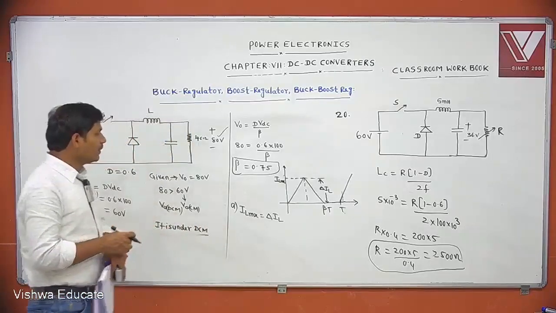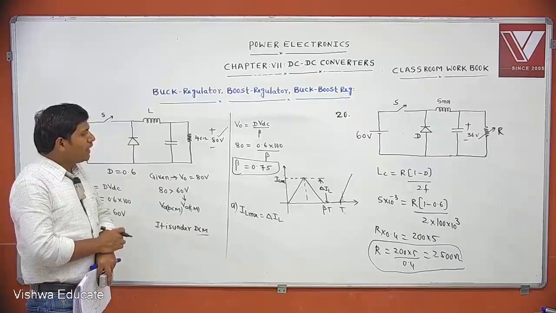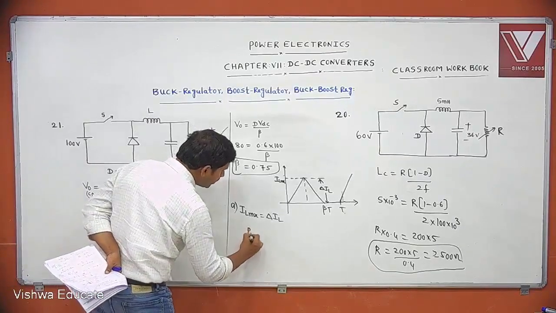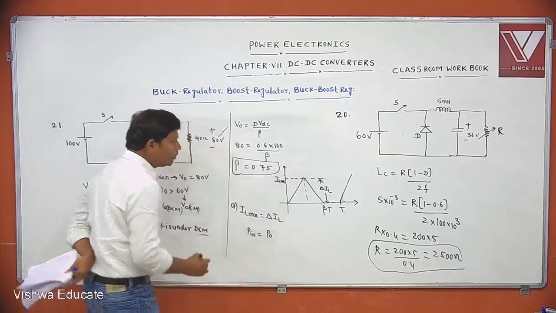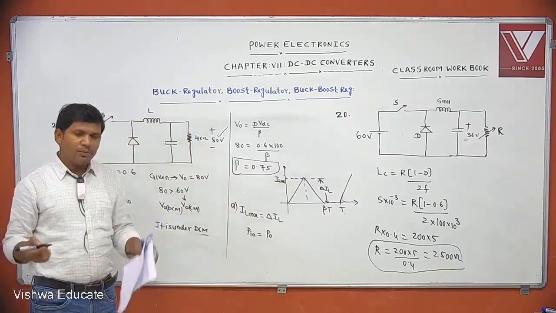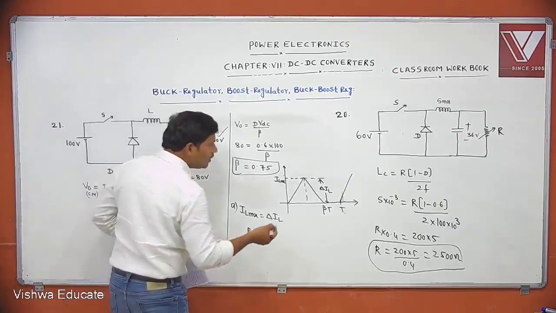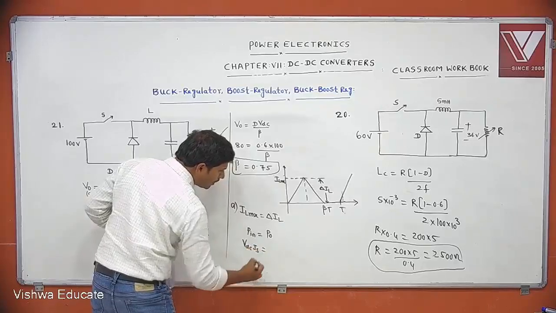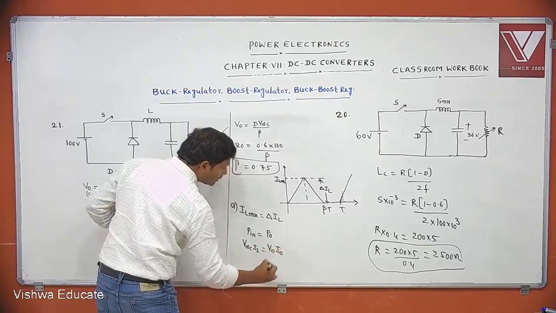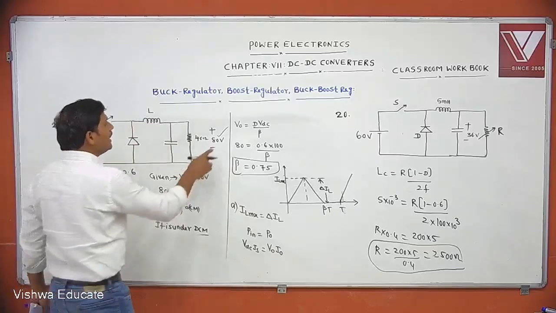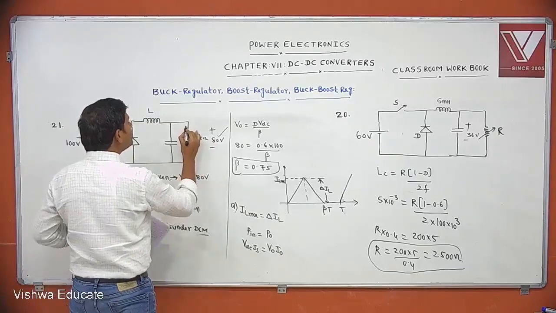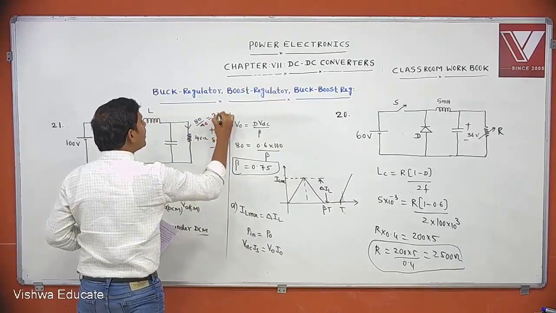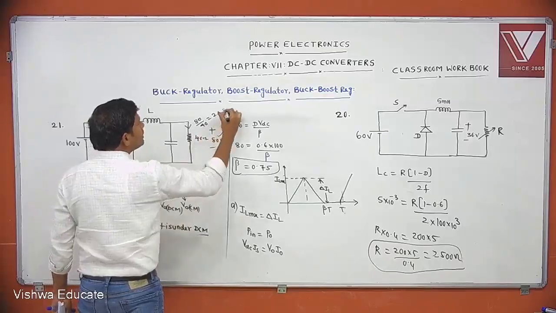What is the average current through the inductor? To calculate it, we can equate input power to output power. Input power is VDC times IS, and output power is V0 times I0. V0 is 80 volts and the load is 40 ohms. So I0 is 80 by 40, which is equal to 2 ampere.